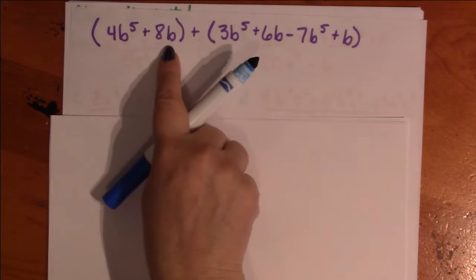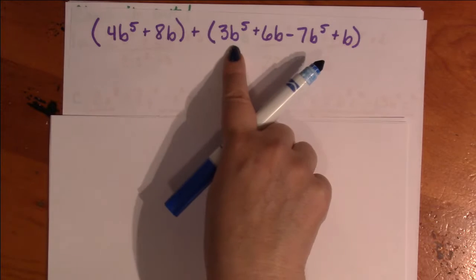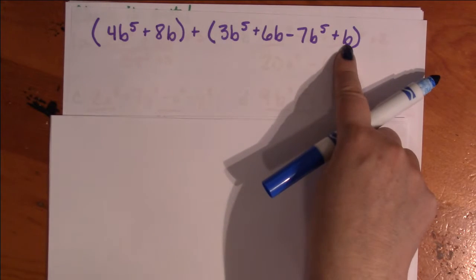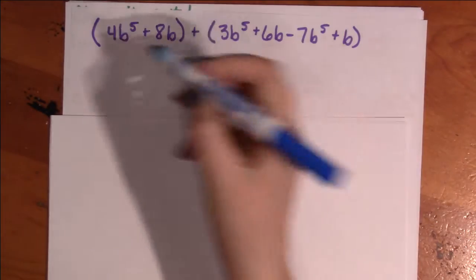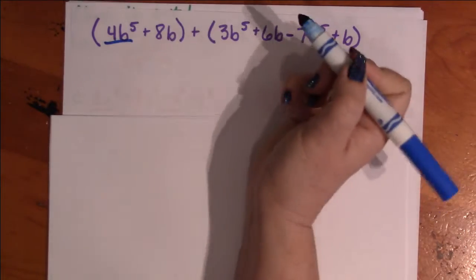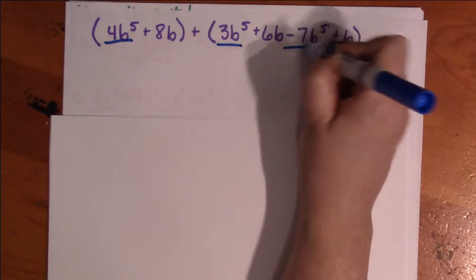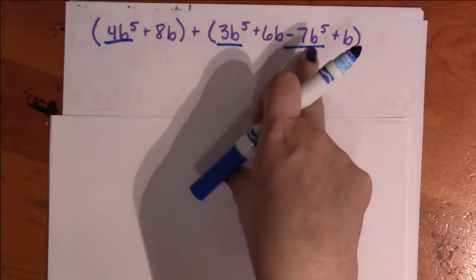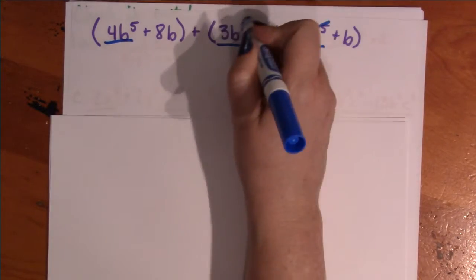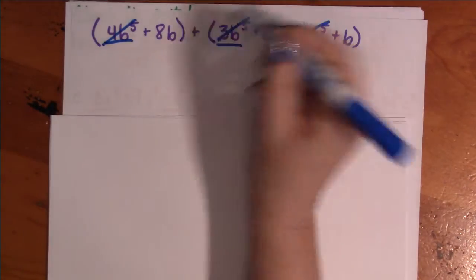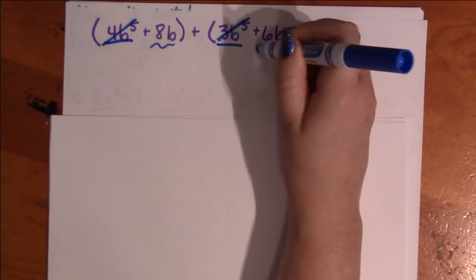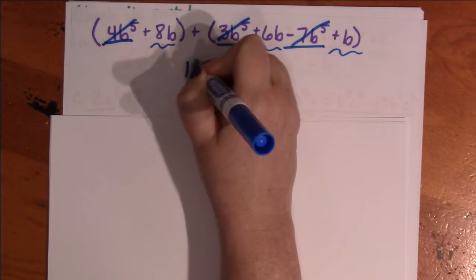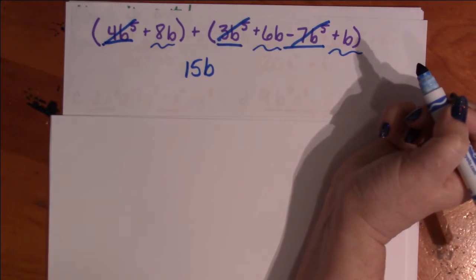4b to the 5th plus 8b plus 3b to the 5th plus 6b minus 7b to the 5th plus b. So here we have 4b to the 5th, 3b to the 5th, and minus 7b to the 5th. 4 plus 3 is 7, minus 7 is 0. So these are going to cancel out. Here we have 8b plus 6b, which is 14b, plus another b, which is 15b, and that's our total answer.